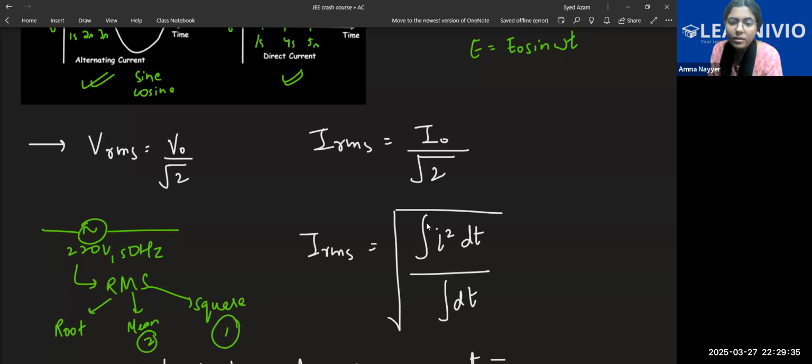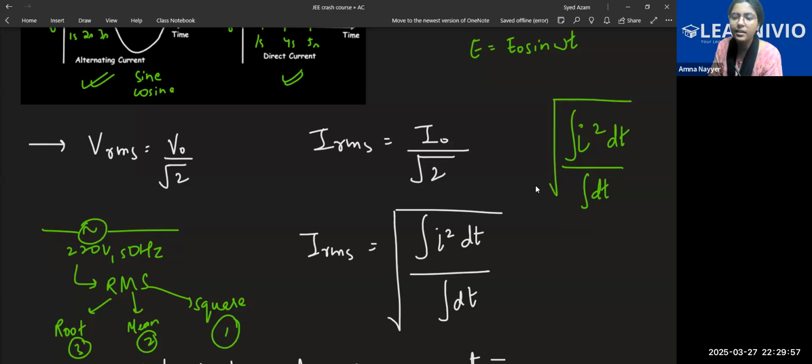Because right now your current will be variable. So integral of I square dt divided by time. Average is calculated like this. You had current, you squared it, then you integrated it and divided it by time. So total current by total time will give the mean value. And lastly is root. So it says root mean square, but you go by square, mean, and lastly root. So this is the value of IRMS.